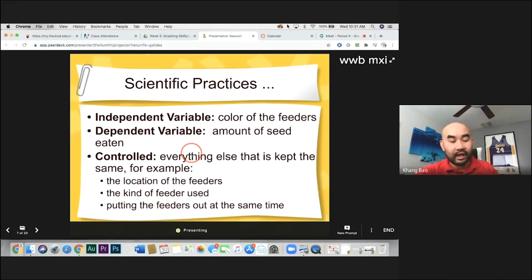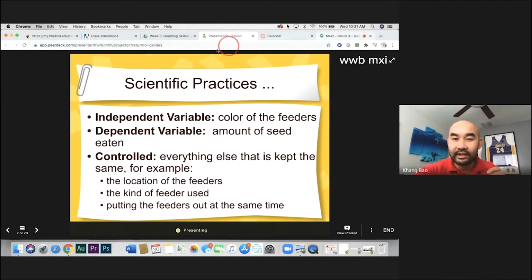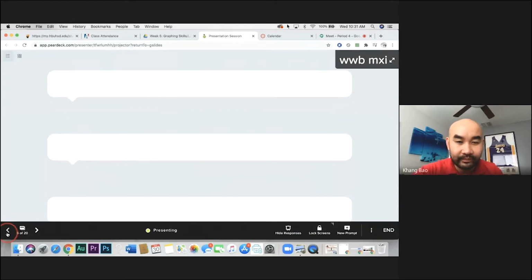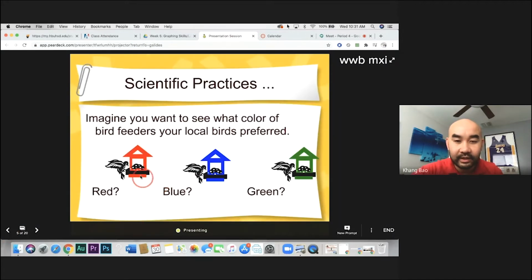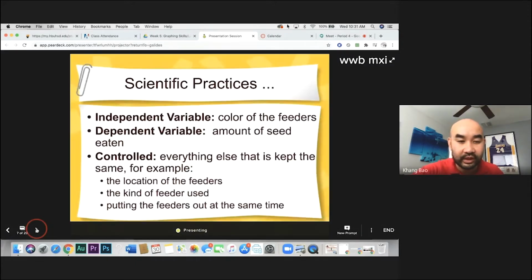All right. So independent variable again means change, right? In this example, what is the change? What's different in this experiment? And that'll be the colors of the feeder. So you set the color of the feeder. Good job. Give yourself a pat on the back. That'll be the color of the feeder, right? That is something I change.